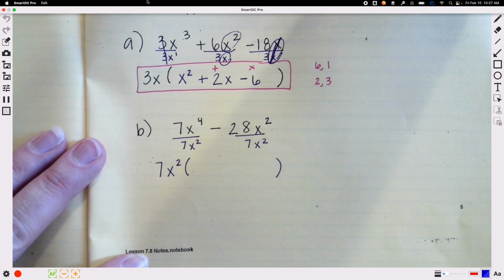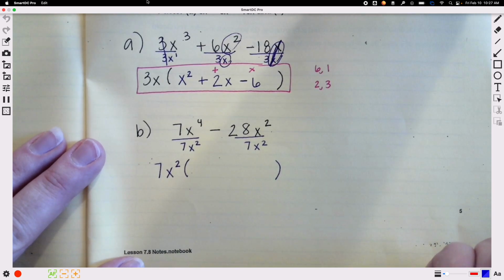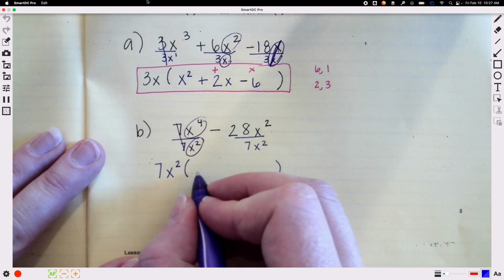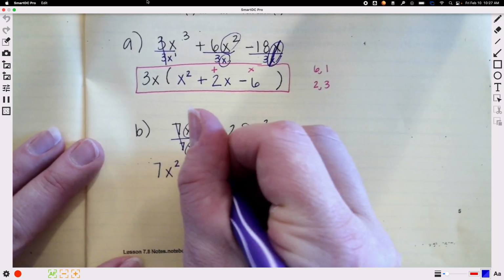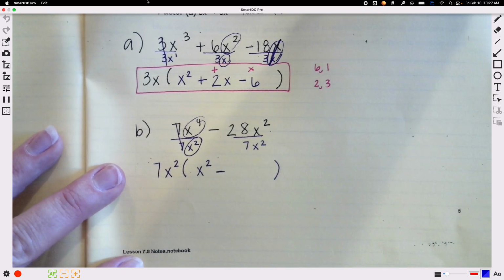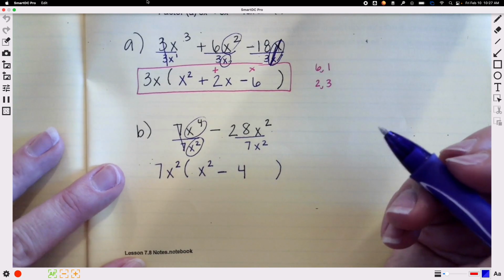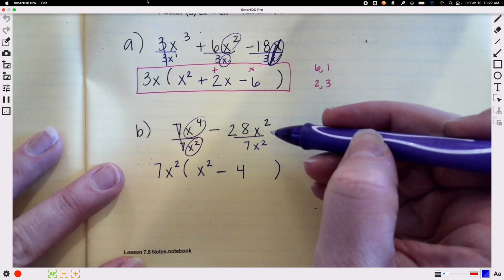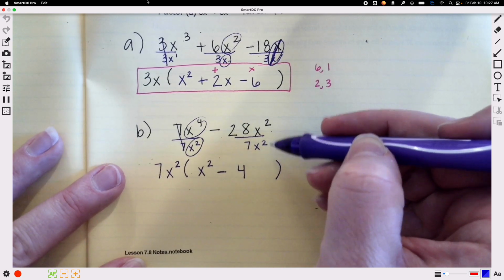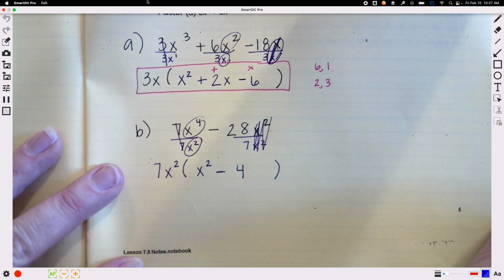Okay? So what's left over, Braden, what's 7 divided by 7? 1. And what's x to the 4th divided by x squared? X to the second. Good. Okay? The minus sign drops down. Olivia, what's 28 divided by 7? X squared divided by x squared. Liv? X squared divided by x squared. Okay.